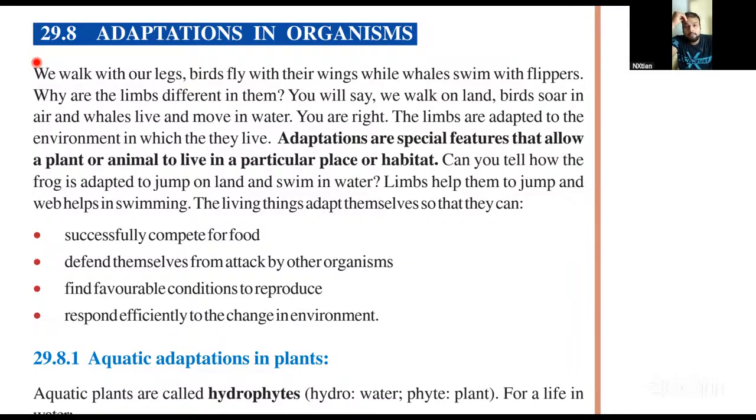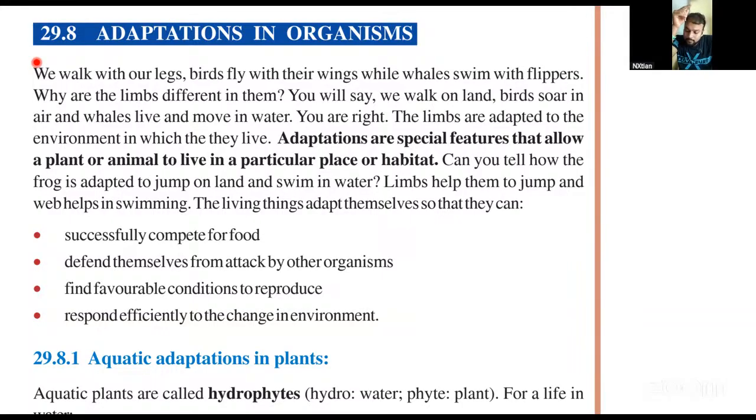Understood? Now polar bear. What is the polar bear's response to the environment? Polar bear has thick fur so that they can protect themselves from the cold. Yes, perfect. So basically, adaptation is called the response to the environment.